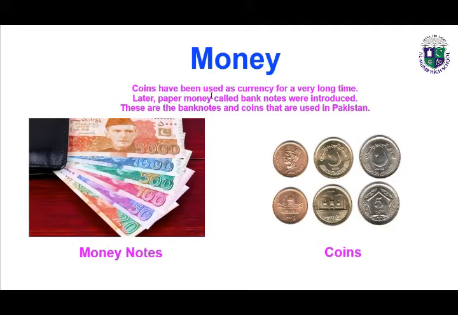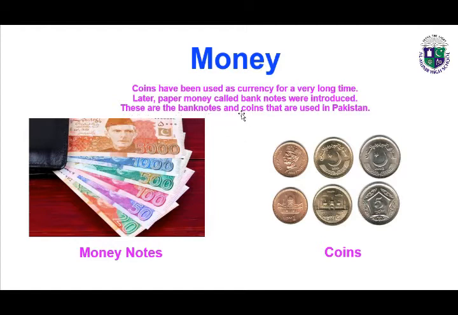Coins have been used as currency for a very long time. Later, paper money called bank notes were introduced. First we have the coins as currency, and after that the paper money called bank notes.